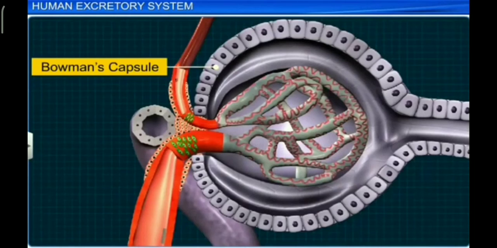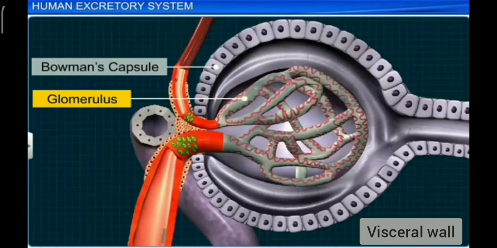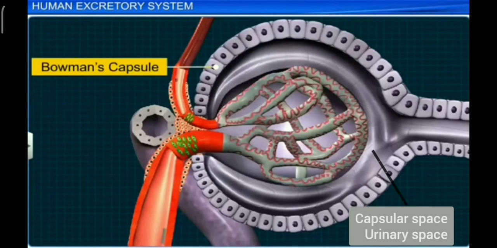Bowman's capsule is a cup-shaped structure. It consists of double walls. Both walls are composed of squamous epithelium. The outer wall is called the parietal wall, whereas the inner wall is called the visceral wall. There is a space in between these two walls called the capsular space or urinary space.